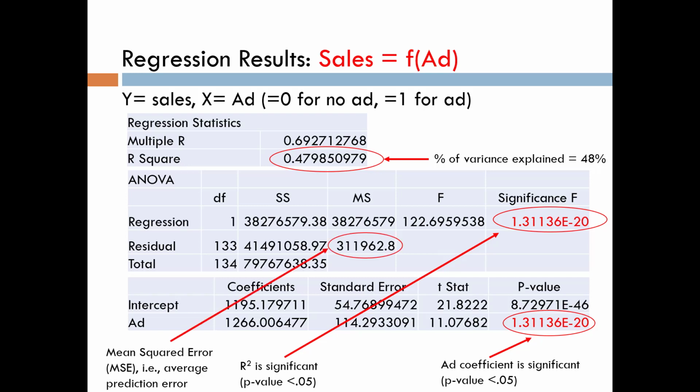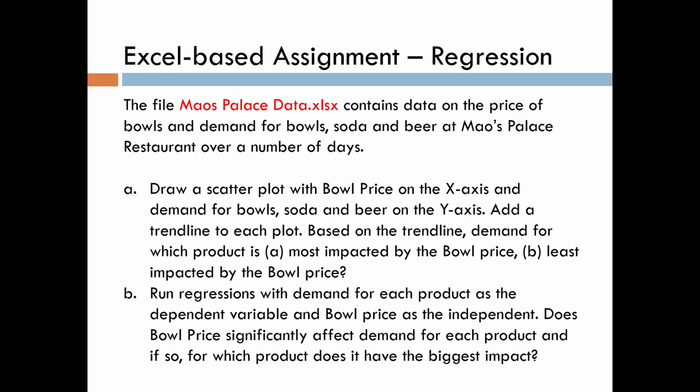The last thing you should note is the number for residual MS, which means mean squared error. We will come back to it shortly. Here's an assignment that will give you some practice on running a regression. You'll find the assignment and the data on Blackboard.